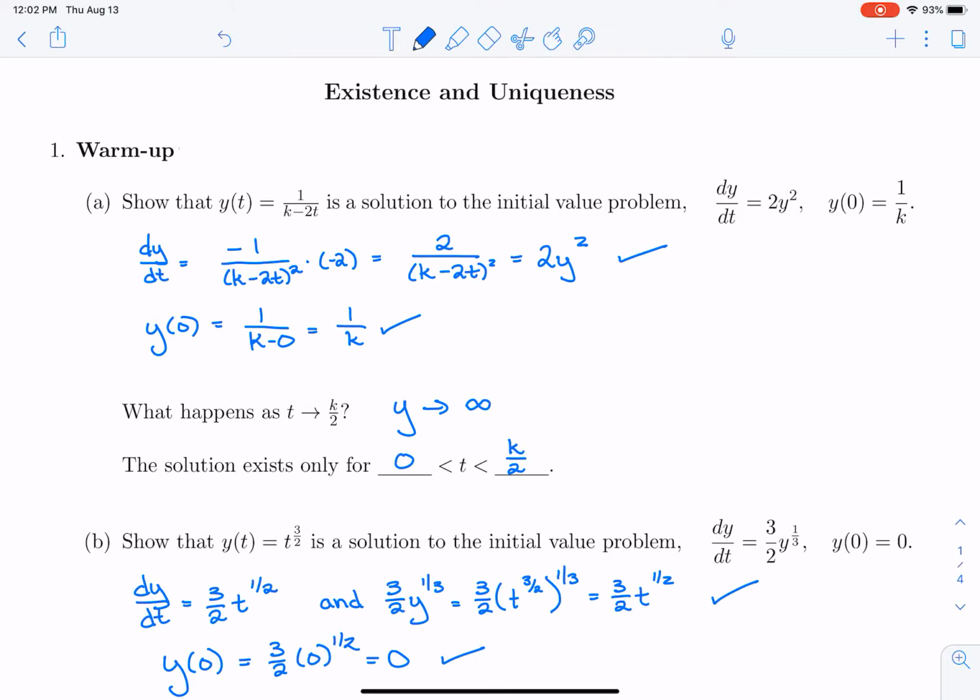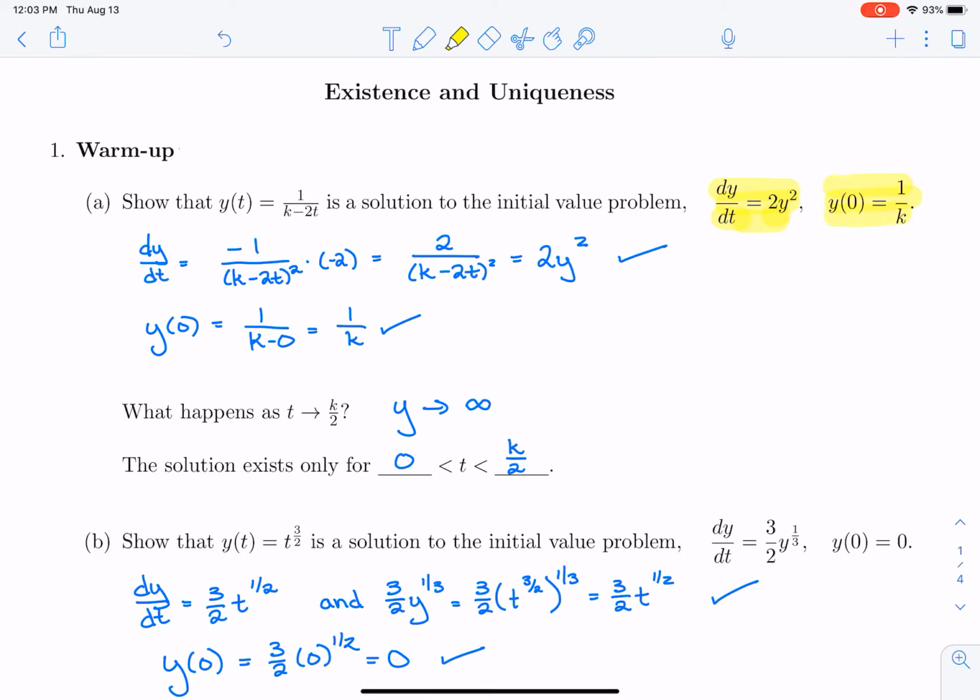Today we will talk about existence and uniqueness of solutions to initial value problems. So in class, I asked you to look at two differential equations. The first being dy/dt equals 2y squared with an initial condition that y(0) equals 1/k.